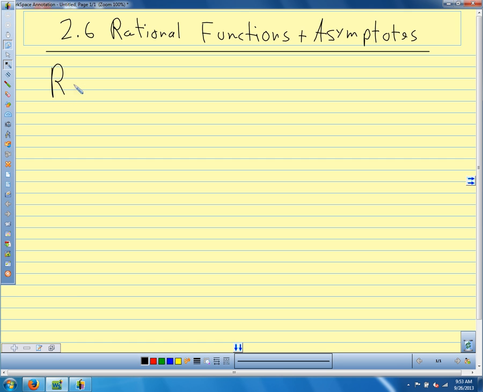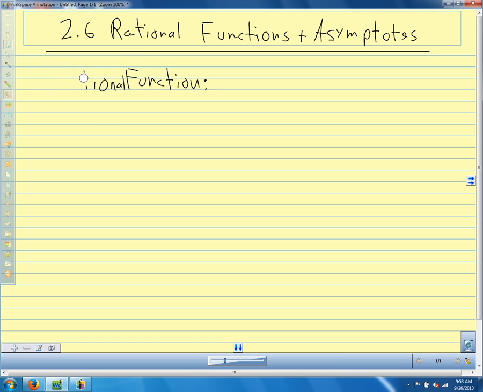So let's talk a little bit about what a rational function is. Did I say ratio? Like ratio? So that was a big hint there.